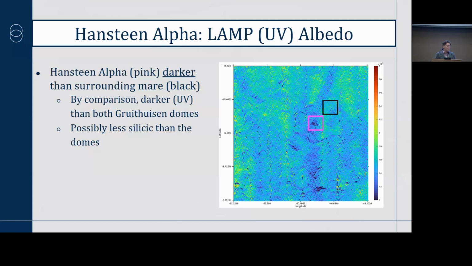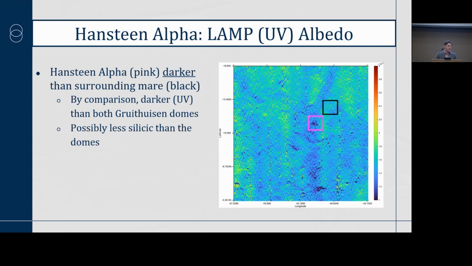So the same type of LAMP map, the Hansen Alpha feature is in pink, Mare is in black, and we see again it is darker than the surrounding region. And then in terms of magnitude, it is a bit darker than the Gruithuisen domes. It could be because this is less silicic, however, we still are verifying these results.